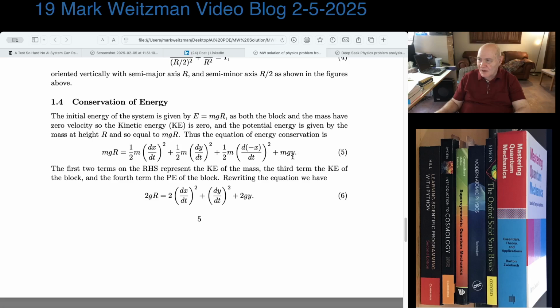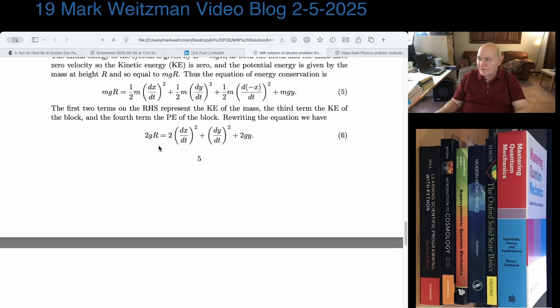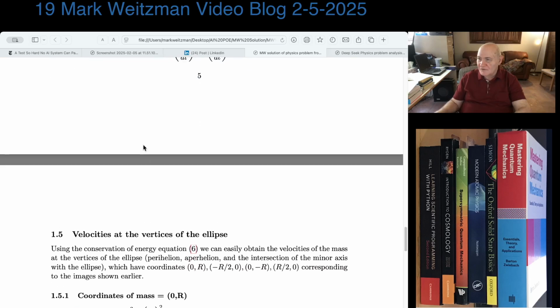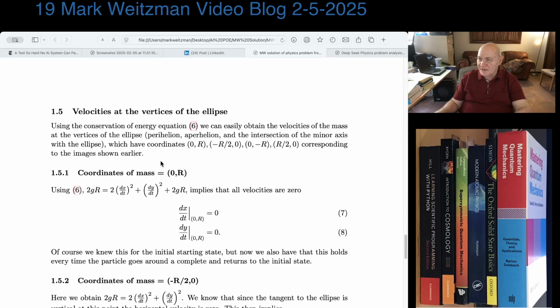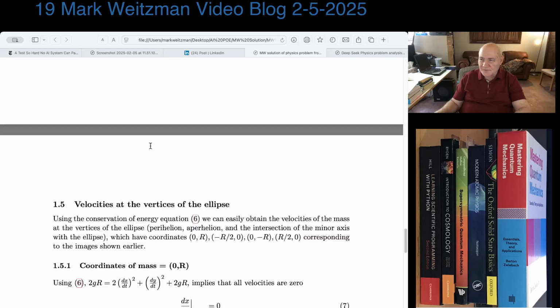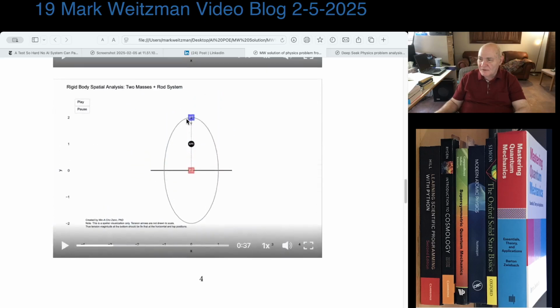And then we have mgy, which is the potential energy of the mass. So this simplifies to this equation. This is our equation for conservation of energy. Now, using this equation, it's very easy to get the velocities at the extreme points on the ellipse. The extreme points are the top and bottom, these are the perihelion and aphelion, and these are the minor vertices, which go through the center and are perpendicular to the major axis. This is the minor axis. So we're interested basically in this point here and this point here.